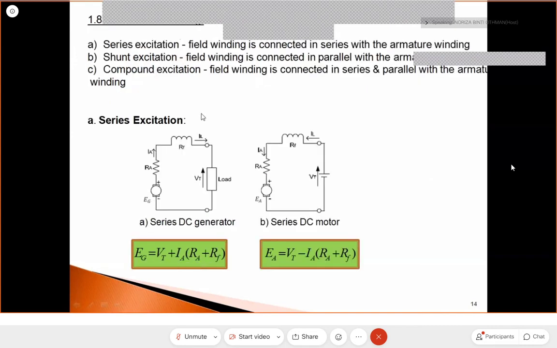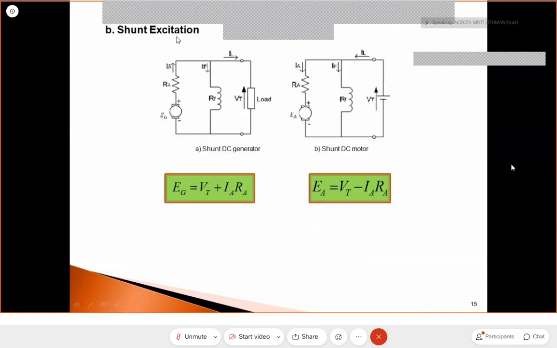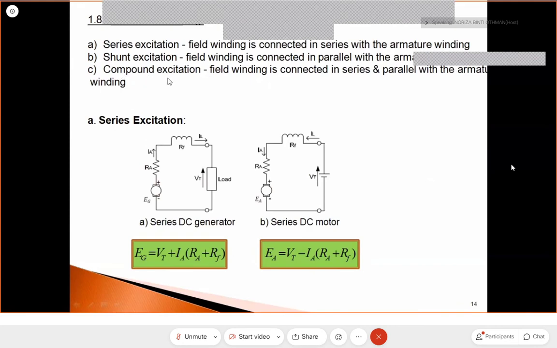Okay, now kita tengok yang self excitation. Self excitation ni ada tiga, which is series, shunt and compound. Kalau tengok ni, ini kita panggil series. Sebabnya RA dengan RF ni in series. RA ni is armature winding, RF ni field winding. So current yang lalu dekat ini kita panggil IA, tapi current yang lalu dekat field ni is IL. Tapi since it is in series, so IA dia sama dengan IL untuk this one.